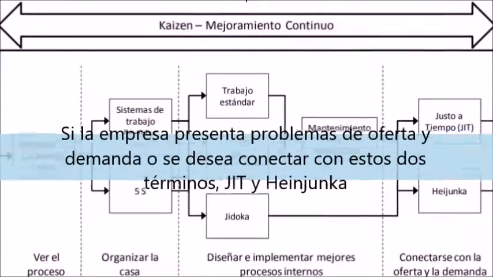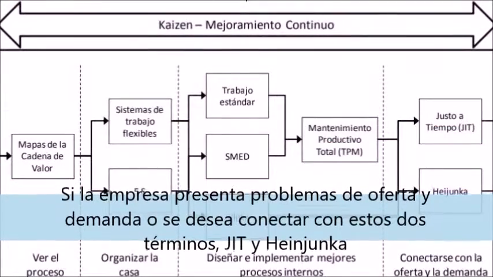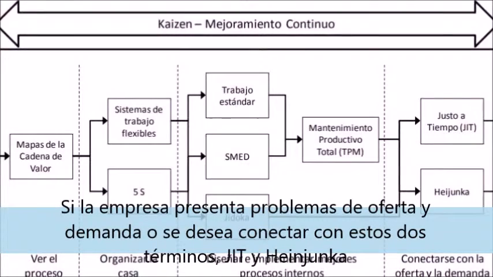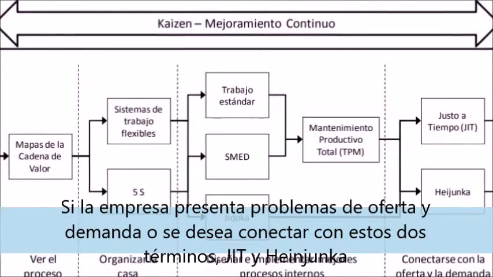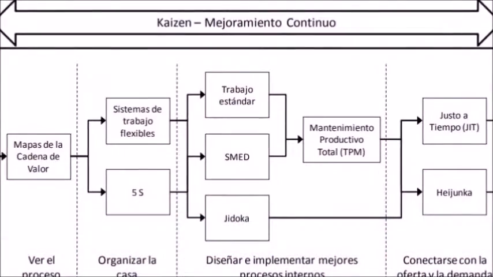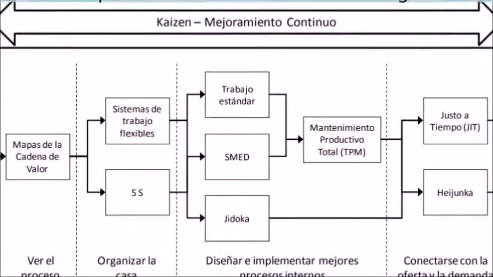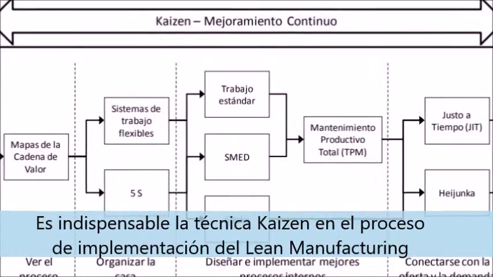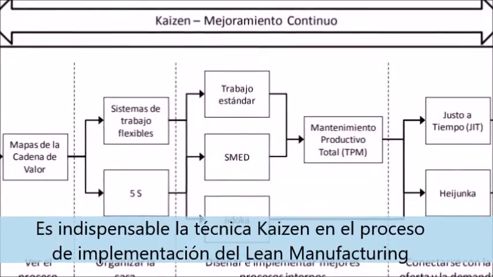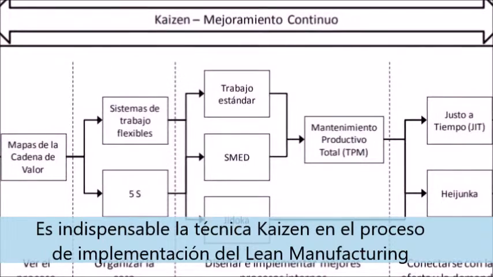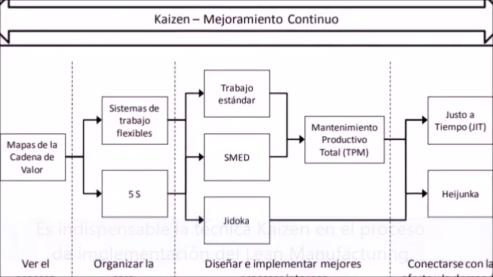If the company has problems of supply and demand, or you want to connect with delivery dates, you must apply the techniques just in time and Heijunka. Finally, the Kaizen technique is generally found. This is indispensable in the process of implementation of lean manufacturing, since it covers all the techniques mentioned above.